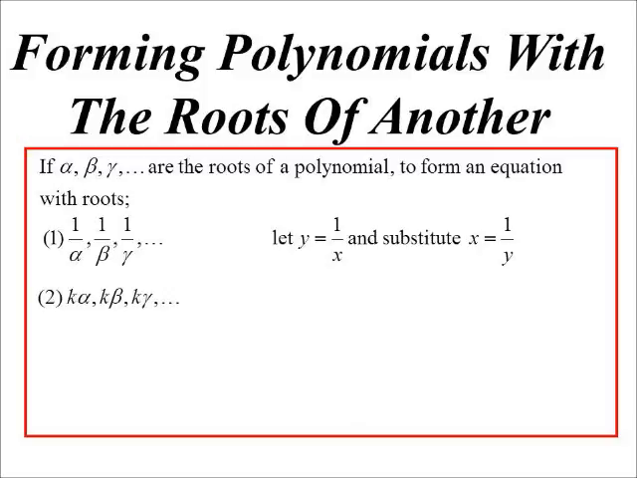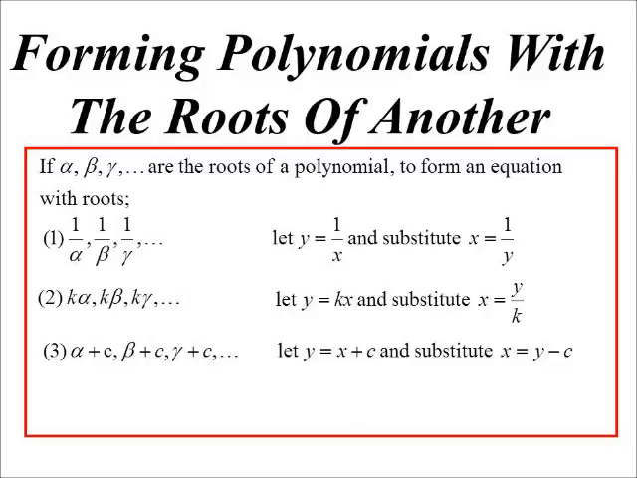So if it was a constant times alpha, so I wanted 4 alpha, 4 beta, 4 gamma, it's a similar thing. I'll let y equal that constant k times x, rearrange it, x equals y on k, and I'll substitute that into the polynomial. If I add a constant number to each root, it's the same idea. I'll make y equal x plus the constant, and again substitute in. It's the same technique. If I want to make the roots squared, alpha squared, beta squared, gamma squared, well then I'll let y equal x squared, and I'll substitute in x equals y to the half.